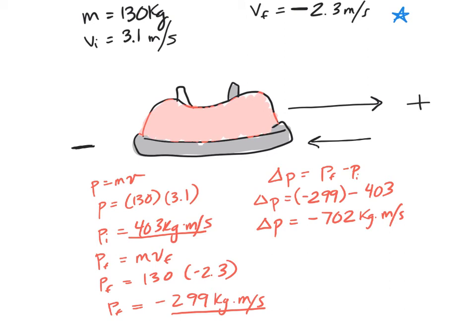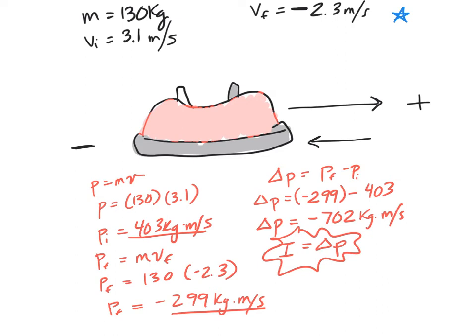And the next question is, what is your impulse? The number one thing people forget is that impulse is equal to your change in momentum. So if you know one, you know the other. So that's negative 702 kilogram meters per second.